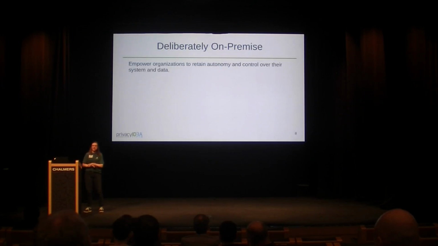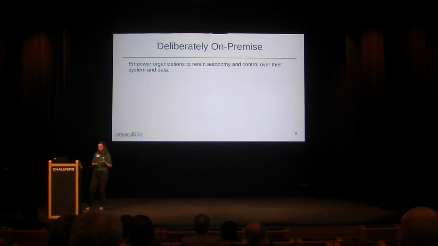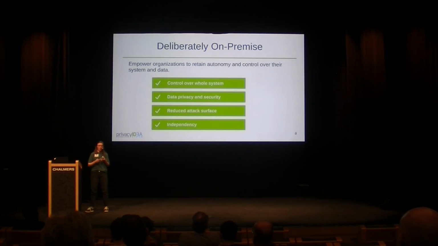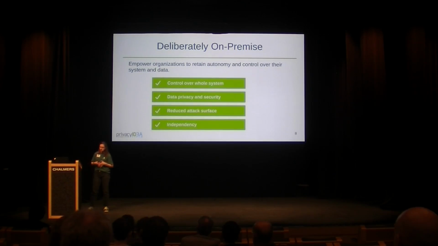Besides the flexibility, the reason behind privacyIDEA is to empower users to retain autonomy and control over their system and data. And we believe that we can achieve this best with an on-premise system due to the advantages that on-premise provides, which include, first of all, having control over your whole system, including the hardware, the software, and when to update any service flows. And with this, you also have control over the availability of your system.